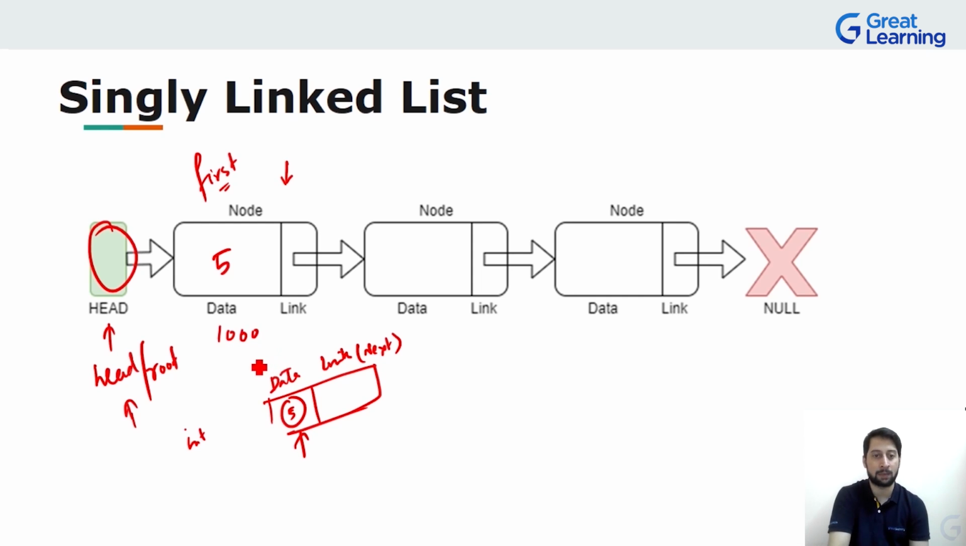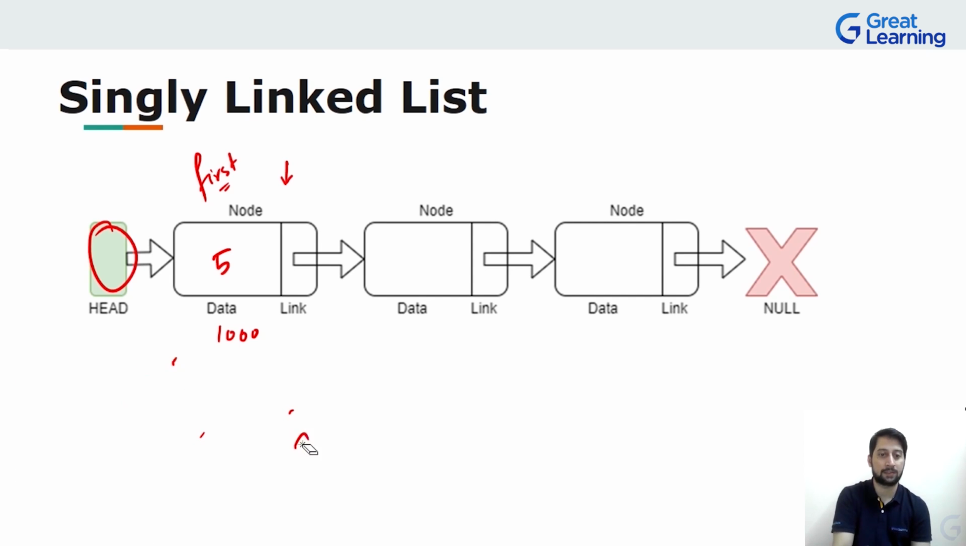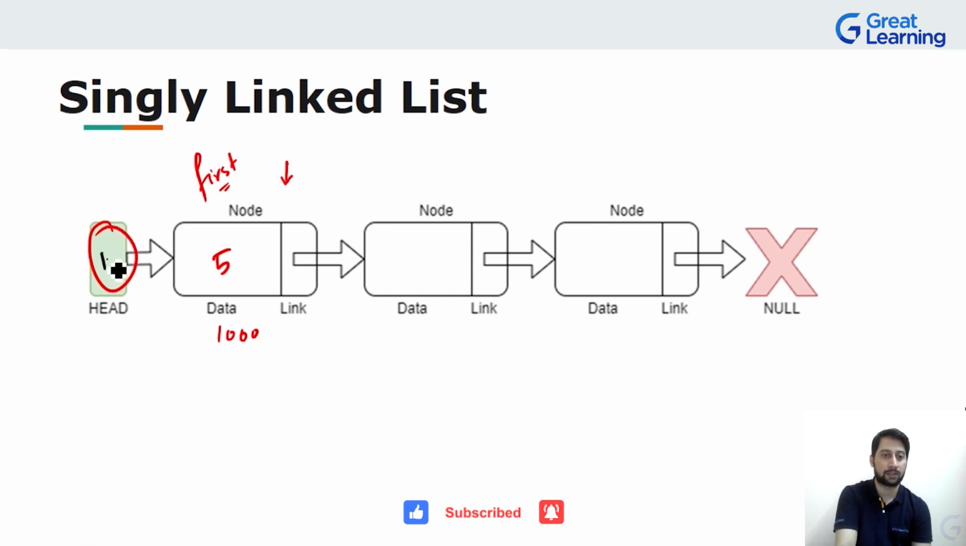Obviously, it will be a hexadecimal number, but for simplicity, I'm taking this number as an integer. This address, or the reference, will be stored by the root node, which is 1000. So this address is here. Now this link will always contain the address of the next node, that is this node. This will obviously have some address. Let's suppose it has 2000. So 2000 will be stored in this because this is pointing to this node.